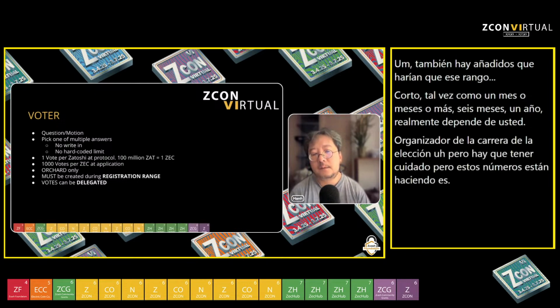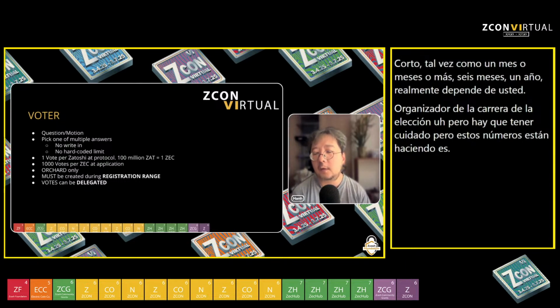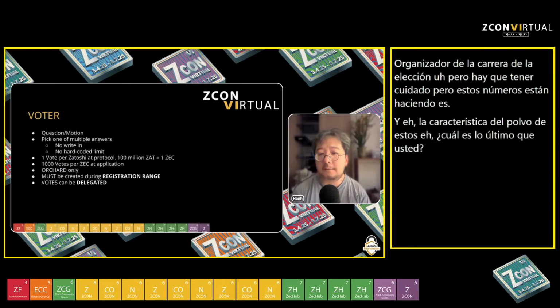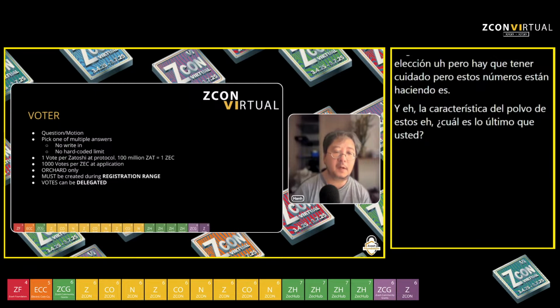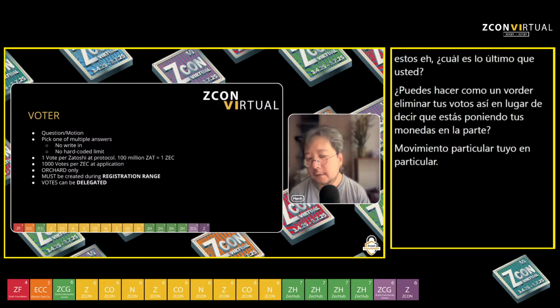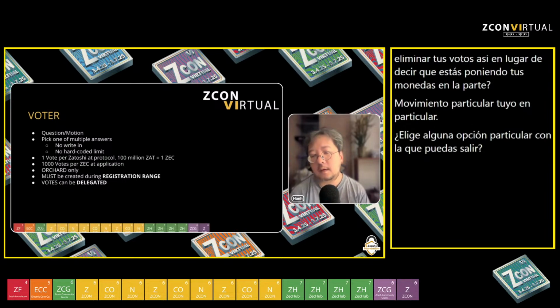And the last feature of these, what's the last thing that you can do as a voter, is to delegate your votes. So instead of putting your coins on a particular motion or a particular choice candidate, you can take part of your coins or all your coins and send them to an address.